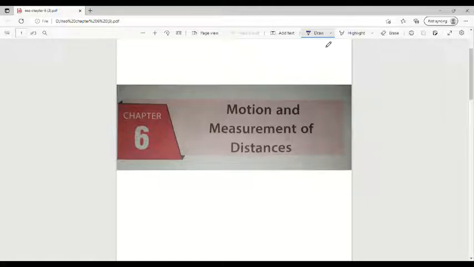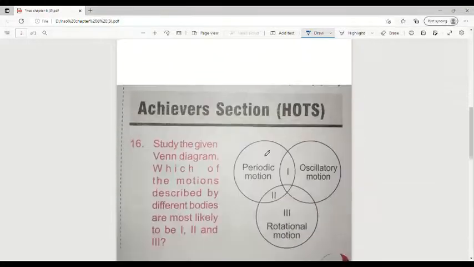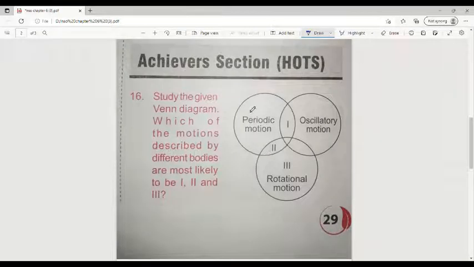So friends, in today's video, I am going to discuss the next important questions related to the chapter Motion and Measurement of Distances for the NSO Olympiad. So let's start. Today's section would be the Achievers section or HOTS. You know that the full form of HOTS is Higher Order Thinking Skills.